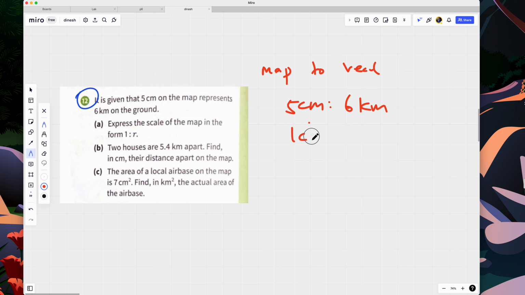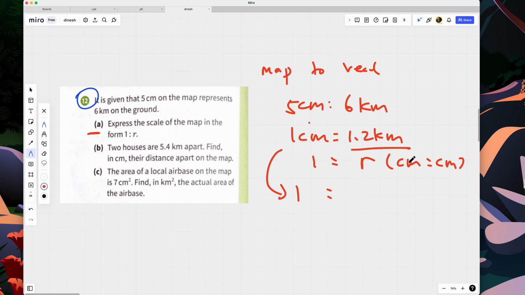Then after that, this is 1 cm to 1.2 kilometers. This is not used for part A yet, because part A wants 1 to R. 1 to R means they want cm to cm. Ratio has no unit, so you don't have to write down the unit. So you have to convert. 1 cm is 1 already, no need. But you have to convert this to cm. So it's 12 with 4 zeros.